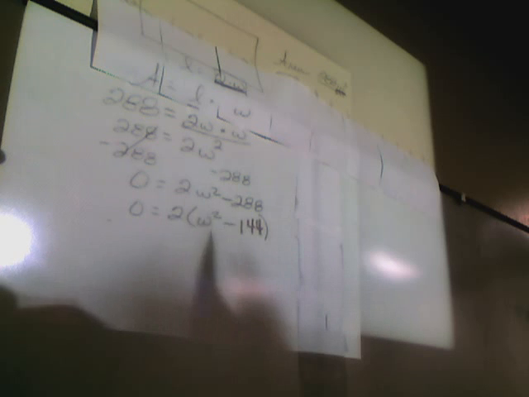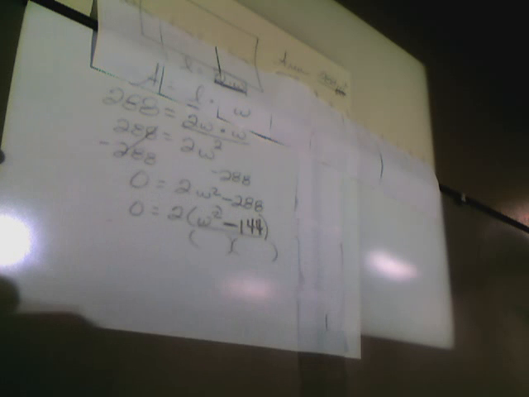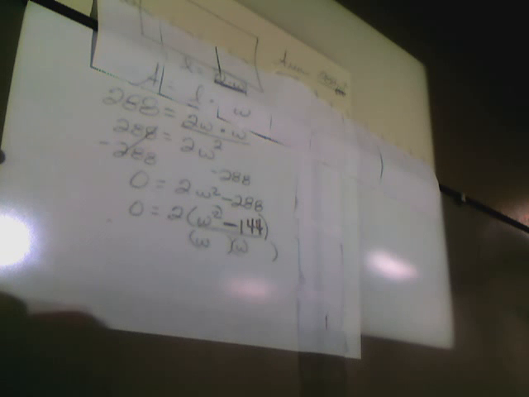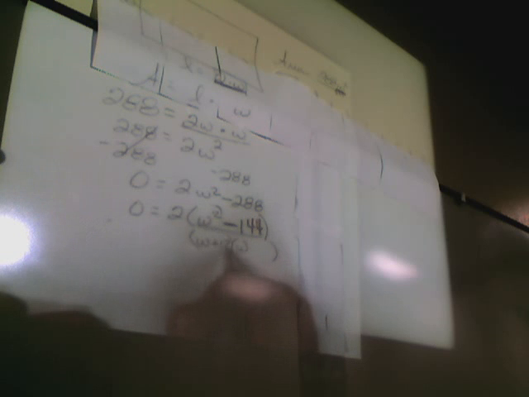Do you remember what it's called? Difference of squares. See, this is a square and this is a square, and it's the difference. So we can factor this out. The difference of squares was like A plus B, A minus B. So we have the W here and here. 144 is what number squared? 12. So we have plus 12 minus 12. Still have the 2 there.